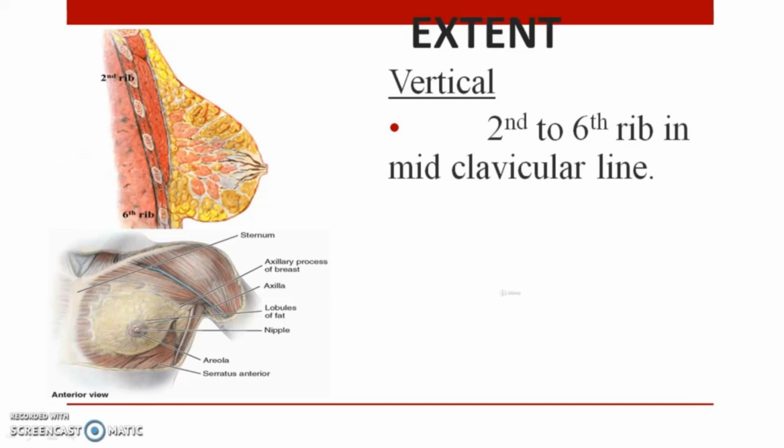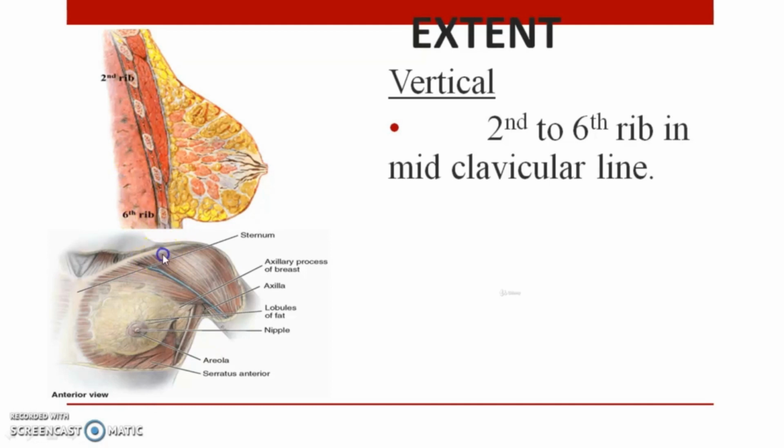As you can note down in this picture, this rib is considered as the second rib, and the rib which is present in the lower part will be called the sixth rib. So these are the 5 ribs which are going to be related to the mammary gland.